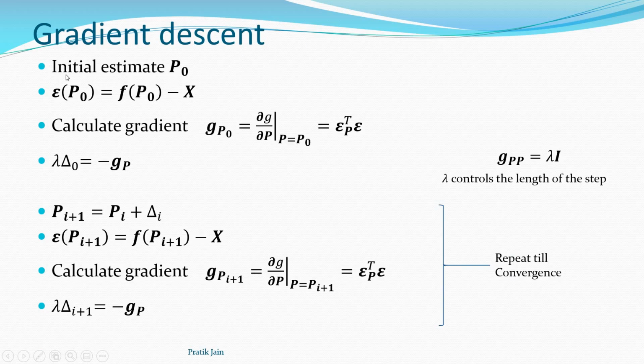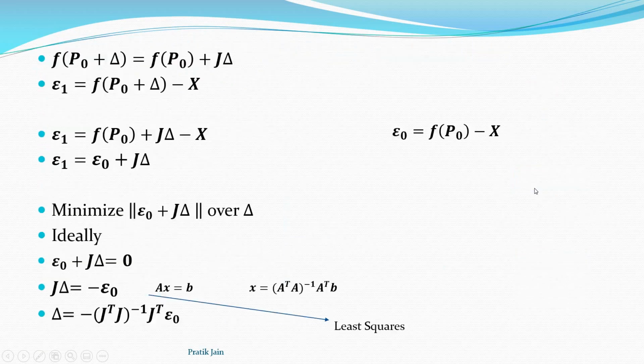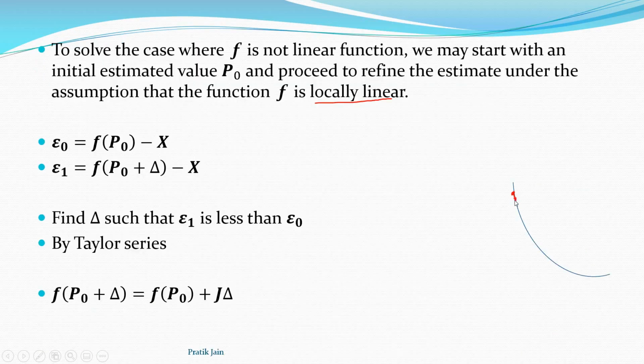You'll see that the algorithm is almost the same. You have an initial estimate P naught. Put it into this, and you'll get the first error. Now calculate the gradient. This is something that you will have to do. Now instead of calculating the Hessian, what I am saying is that the Hessian is some lambda times I. So I am going to decide the Hessian, and that is going to be a parameter, lambda. This is something that the user will have to define. It controls the length of the step, that is, how much I should jump in one iteration.